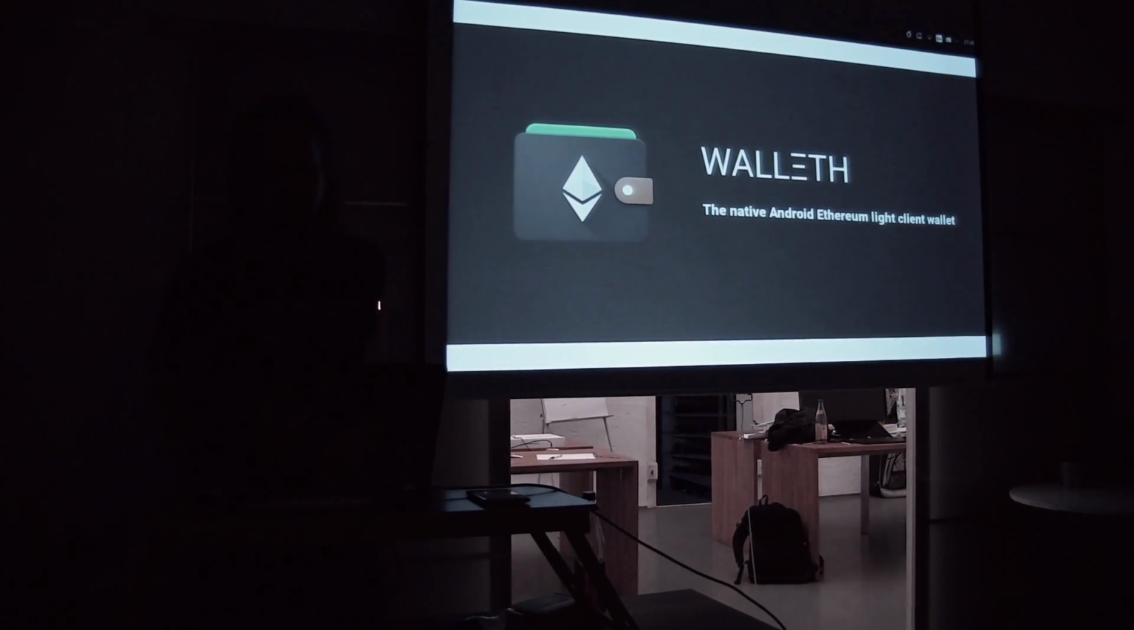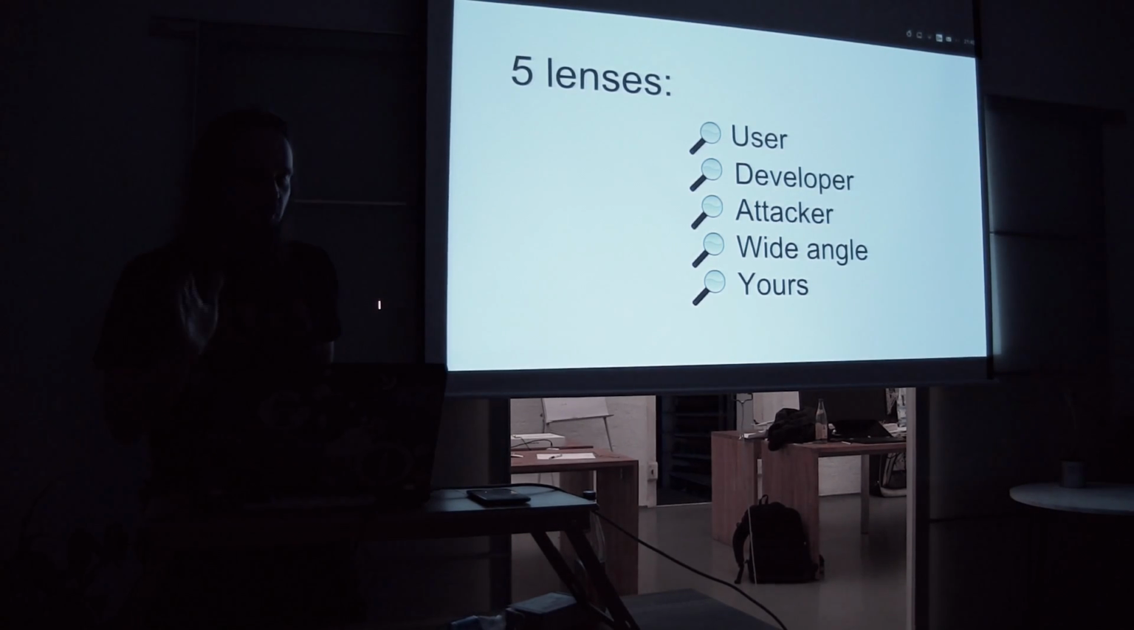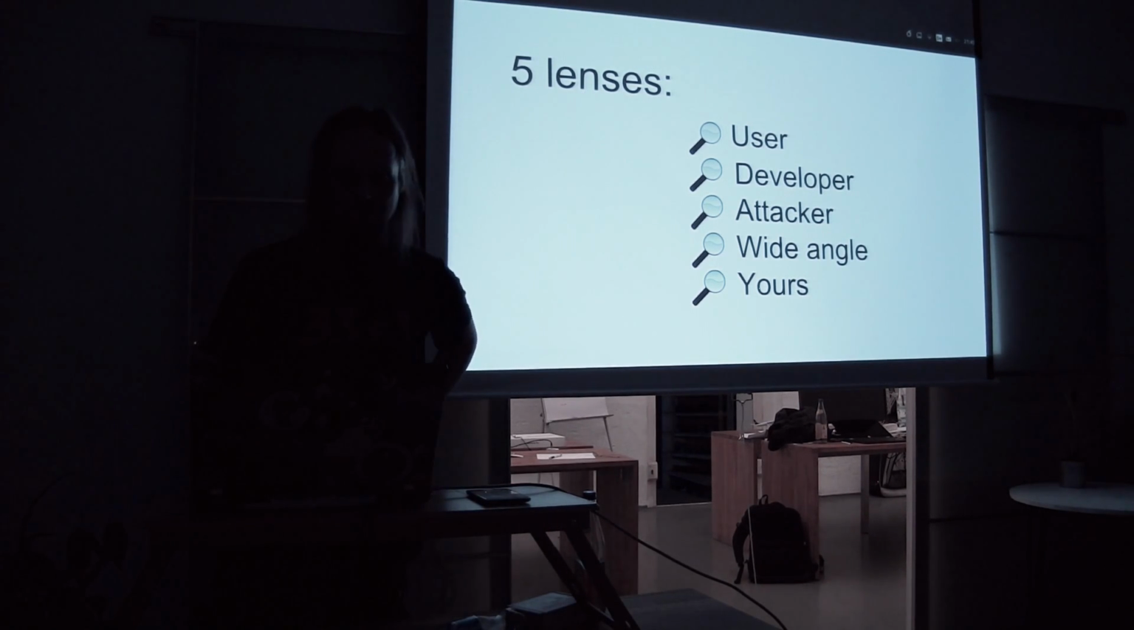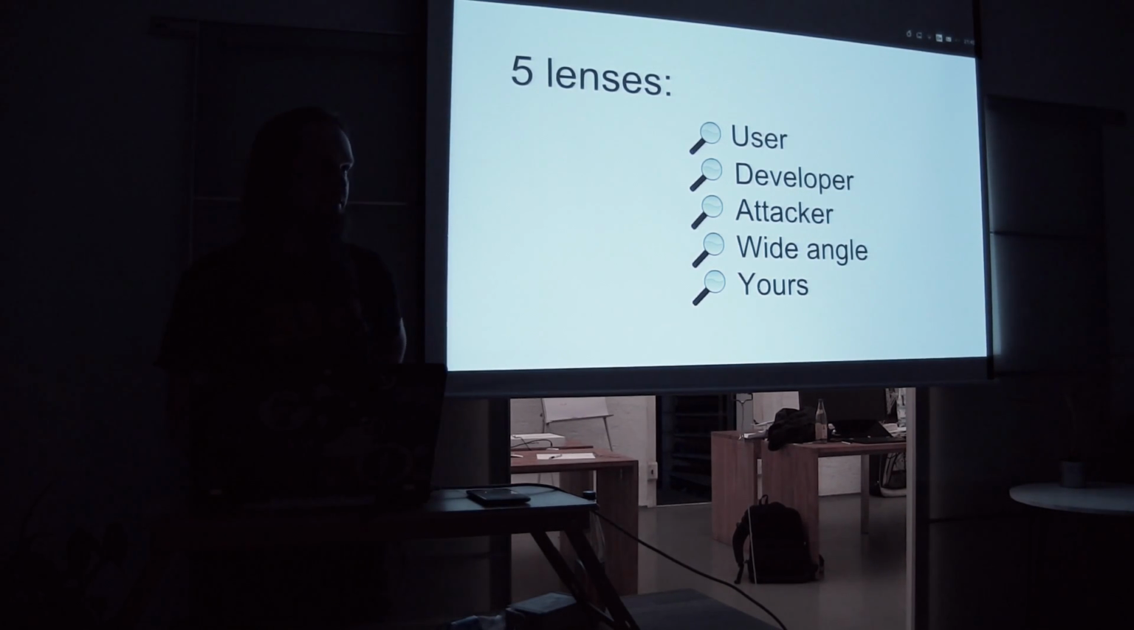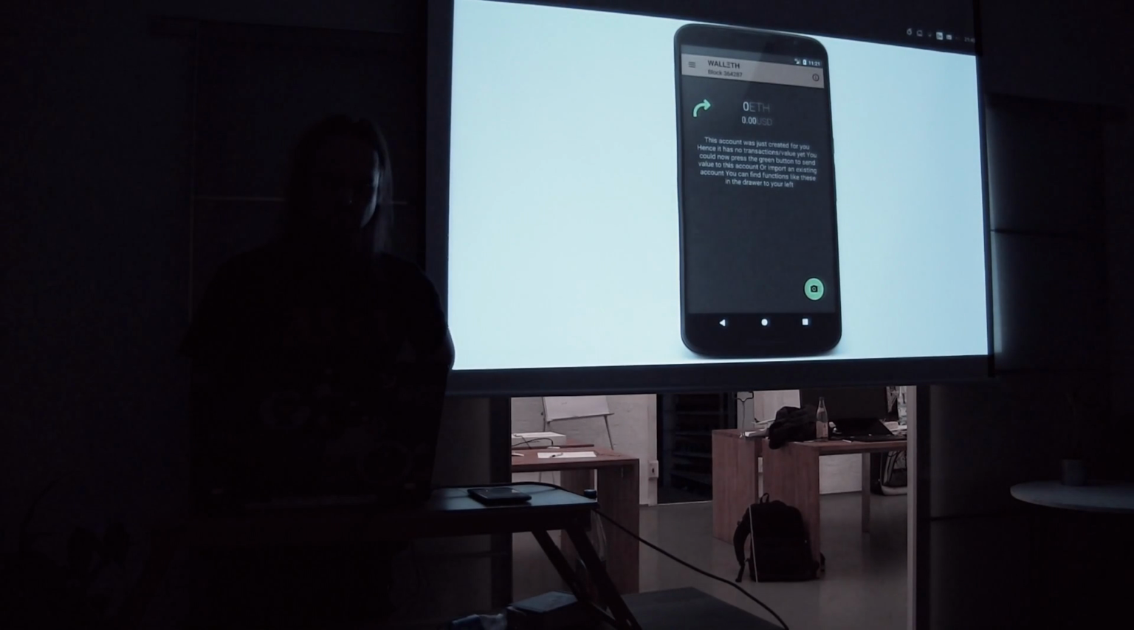As Christian said, I want to tell you about the Ethereum Light Client wallet. In this talk, we will look through 5 lenses. The first lens is the one of the user because it's a very user-centric app. The second lens is the lens of a developer. The third lens is the lens of an attacker. The fourth lens is a wide-angle lens where I basically zoom out a little bit and look at other things. And the fifth lens is your lens, basically, that's question and answer time. So let's start. The first lens, the user lens.